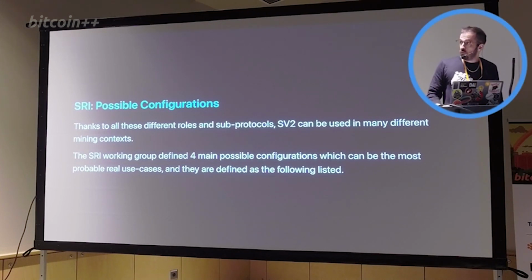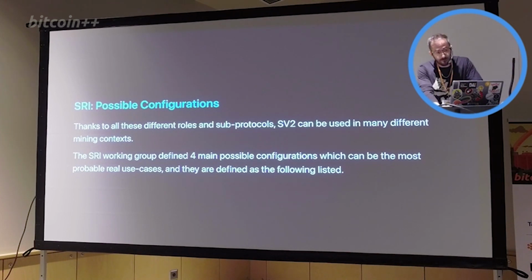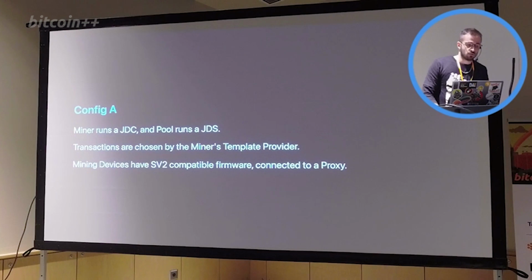So yeah, with SRI you can do a few different possible configurations, right? You can sort of put together those roles that I was talking about. You can assemble them in different ways to cater for different needs. So we're labeling them with letters to try to categorize each use case. So configuration A.